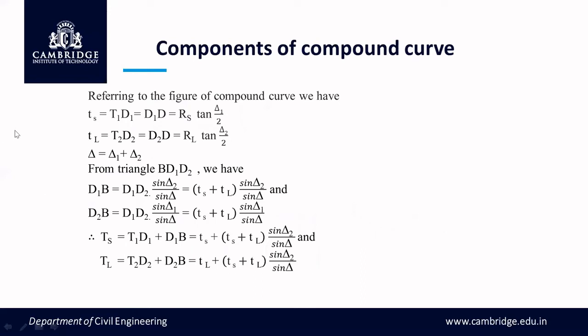Referring to the above figure of the compound curve, we have small ts equal to T1D1, that is equal to D1D, that is equal to Rs tan(delta 1 / 2). Small tL is equal to T2D2, that is equal to D2D, that is equal to RL tan(delta 2 / 2). Total deflection angle delta is equal to delta 1 plus delta 2.